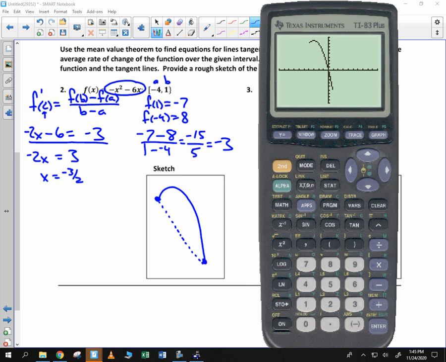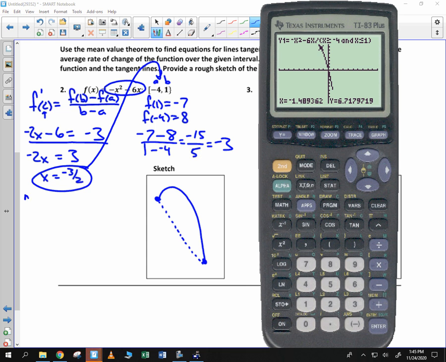Now, as you look at this, if I press trace, if I go to -3/2 or -1.5, so about right there, does that look like it could be a spot where the derivative is -3? Well, sure. Does -3 fall within this interval here? Yes, it does. The mean value theorem said it would.